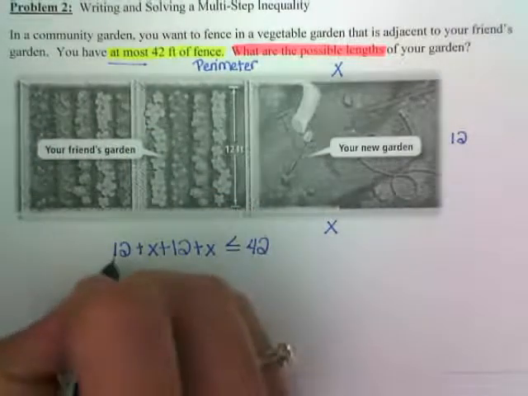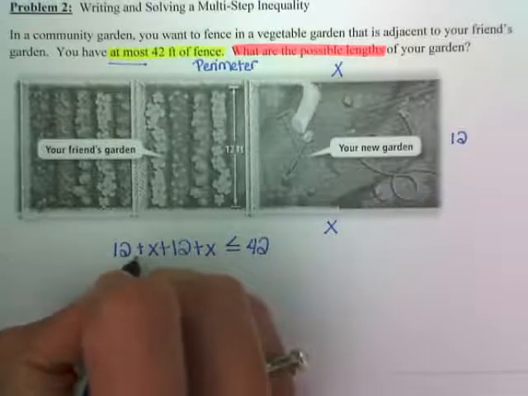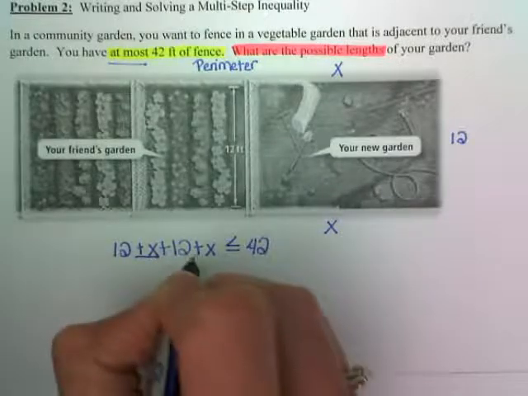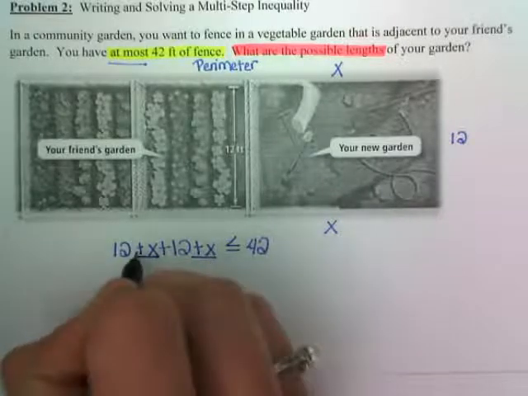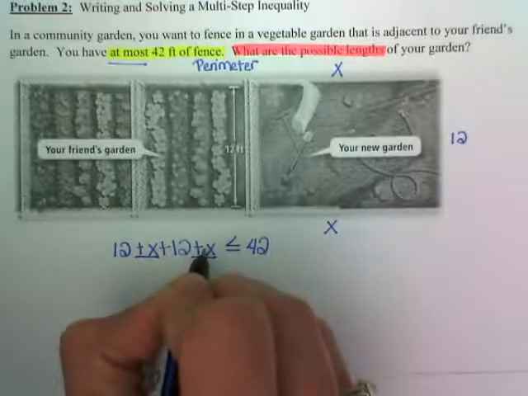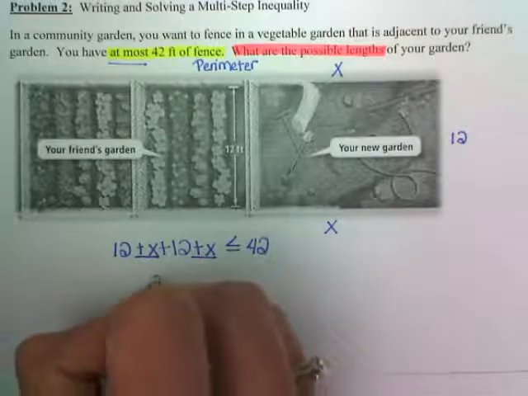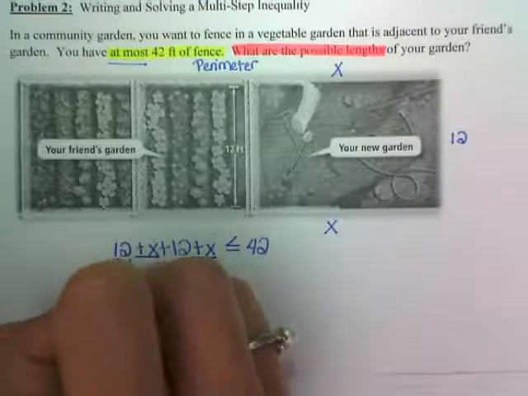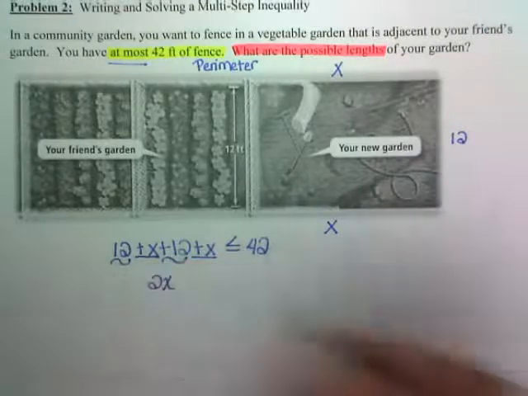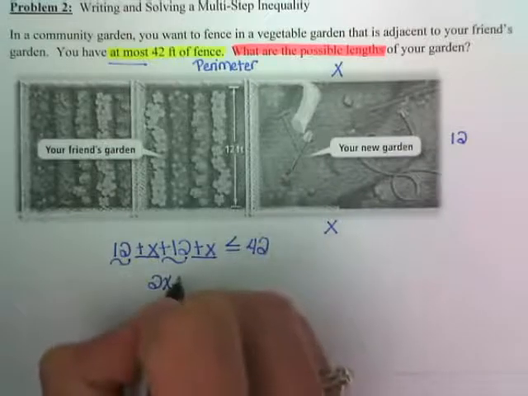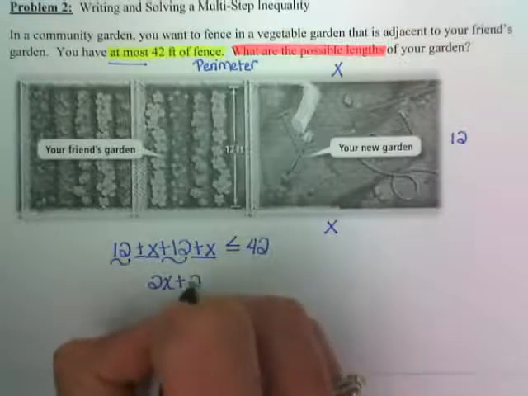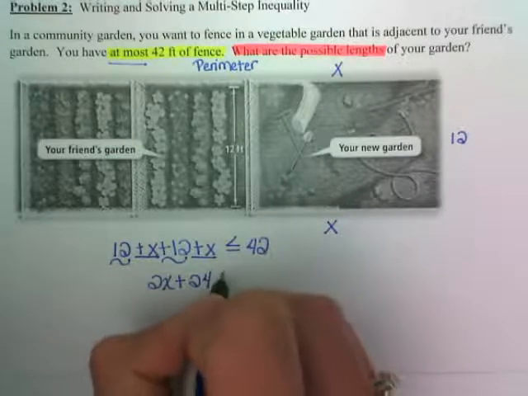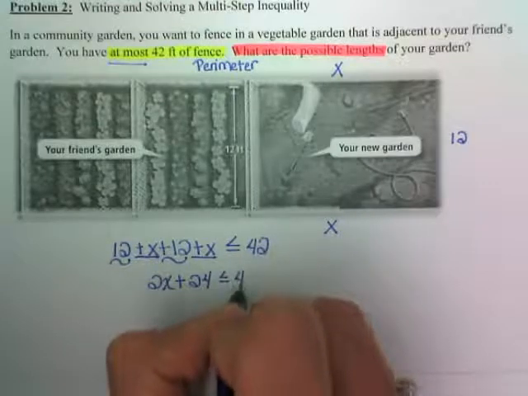All right, so let's collect our like terms. I'm going to go to my variables first. I have a positive 1x plus a positive 1x, so I have two x's. Then I have a 12 plus a 12. Both of them positive, adding them together, that's plus 24, less than or equal to 42.